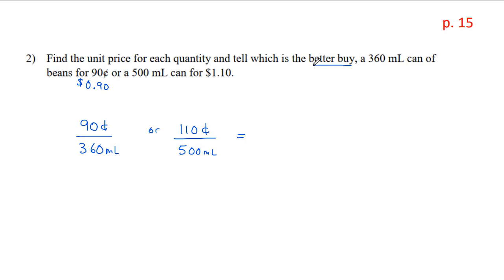90 divided by 360 is 0.25 cents per mil, and then 110 divided by 500 is 0.22 cents per mil. So we can see that the 0.22 cents is our best buy. So our best buy is the 500 ml can. That's our better buy.